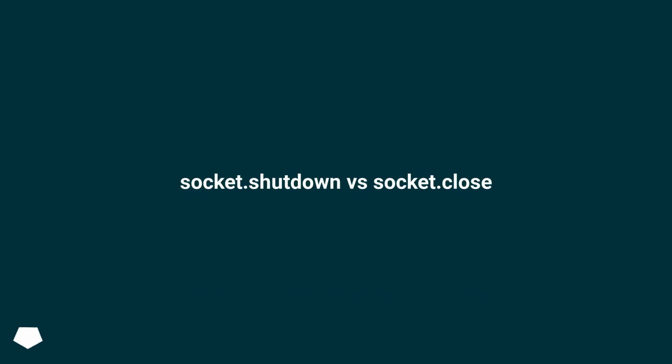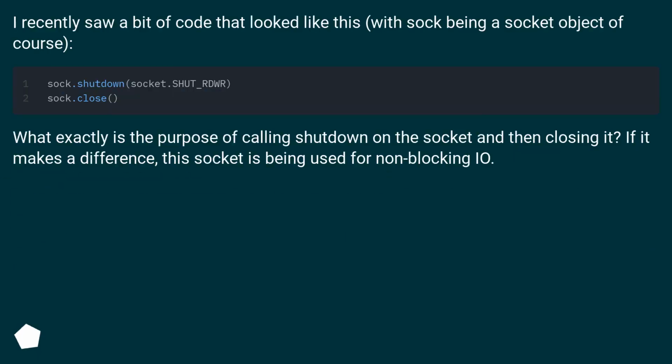Socket.shutdown versus socket.close. I recently saw a bit of code that looked like this, with sock being a socket object of course. What exactly is the purpose of calling shutdown on the socket and then closing it? If it makes a difference, this socket is being used for non-blocking I/O.